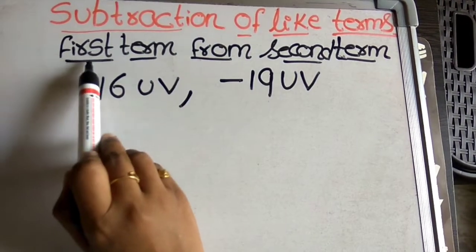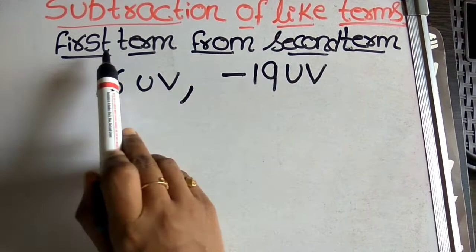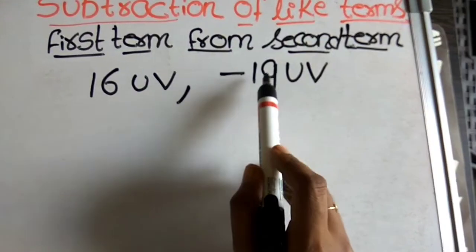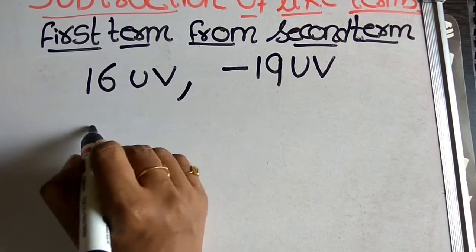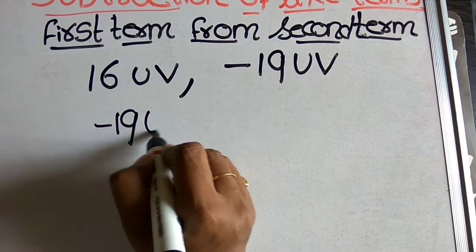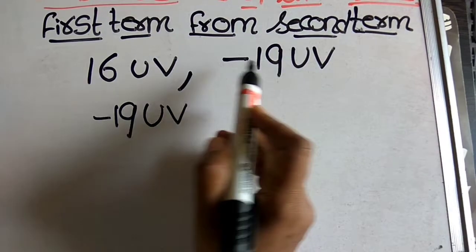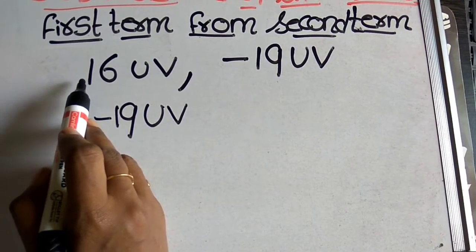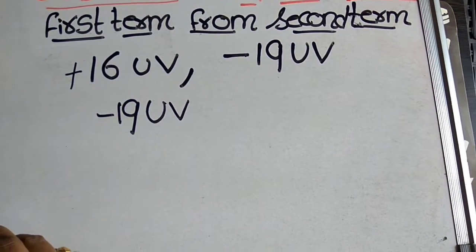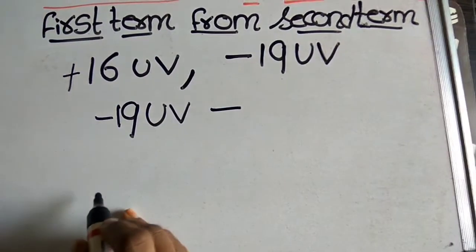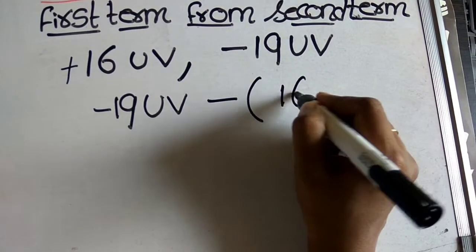Yes. Now let us see one more. We have to subtract first term from second term. So here also from second term we have to subtract the first term. Second term is minus 19 UV and the first term is 16 UV. So write minus 19 UV first and then the first term. What is the first term here? 16 UV. 16 UV is our first term. And whenever you are getting that down, don't forget to take the symbol minus because here we are subtracting. Write 16 UV.